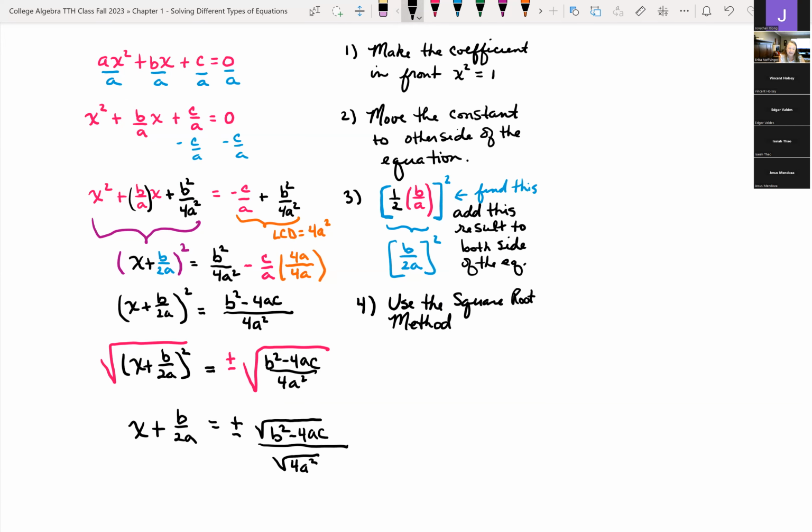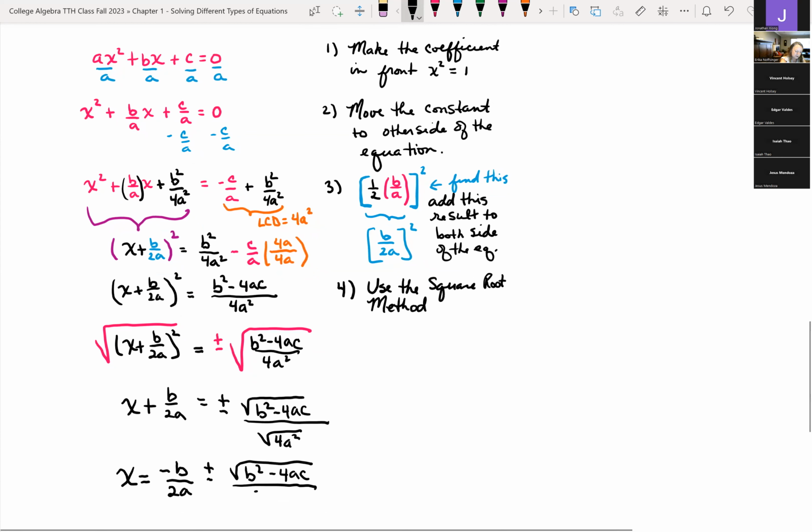So we're almost done. We want to get x by itself. So we can subtract b over 2a on both sides. We would get x is equal to negative b over 2a plus or minus. I cannot simplify the numerator in the second fraction, so I'm going to write it as the square root of b squared minus 4ac, all over. I can take the square root, though, of 4a squared. The square root of 4 is 2, and the square root of a squared is a.